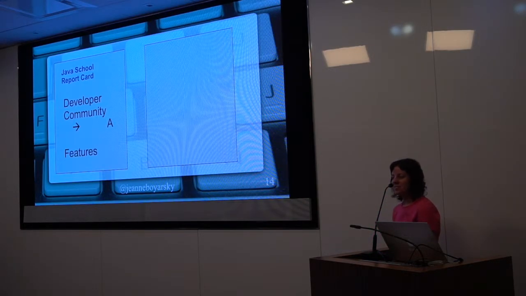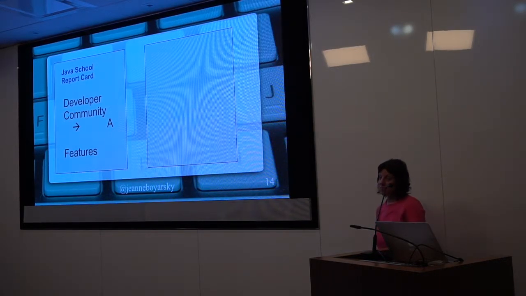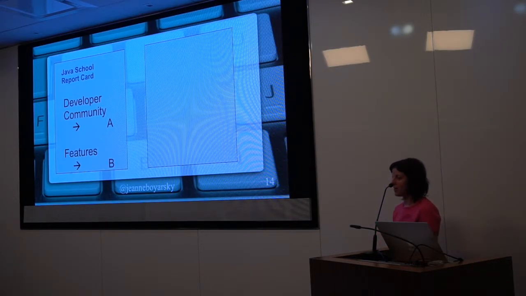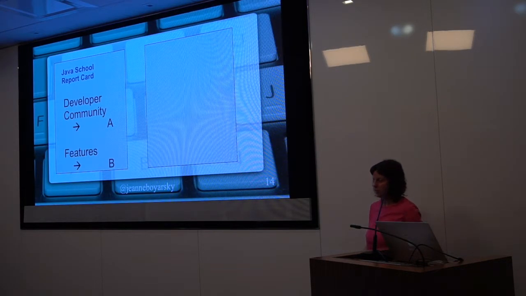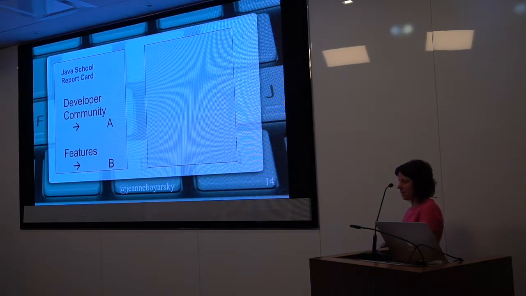Then we have features. Java's got a lot of features, but you can always have more, so they grade really tough at Java school, and Duke got a B. But that's okay. Duke did well, near the top of the class. Nobody got an A. The curve was so high you couldn't make it.